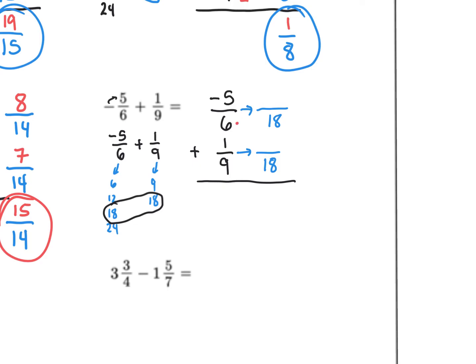To get a 6 to look like an 18, I'm going to multiply the top and the bottom by 3. But notice that this is a negative sign, so that's going to give me a negative 15 up top. Okay. And this down below, I'm going to be multiplying the top and the bottom by 2, and so that's going to give me 2. All right. So keep doing the same thing, 18 on the bottom there. And now I have a negative 15 plus 2. Okay, so a negative 15 plus 2, that's going to give me a negative 13. Okay, and we can rewrite that as a negative 13 over 18.